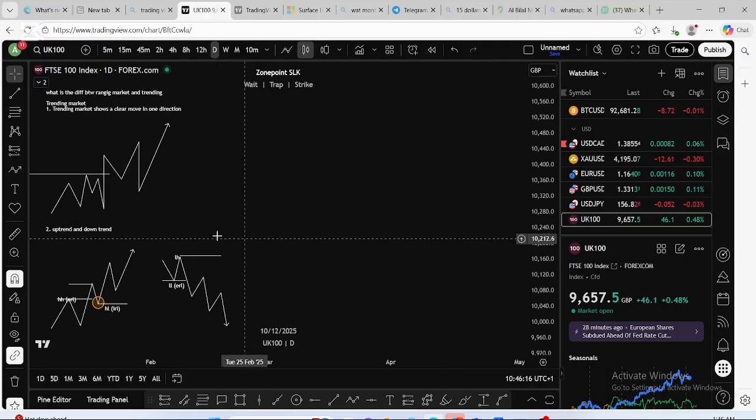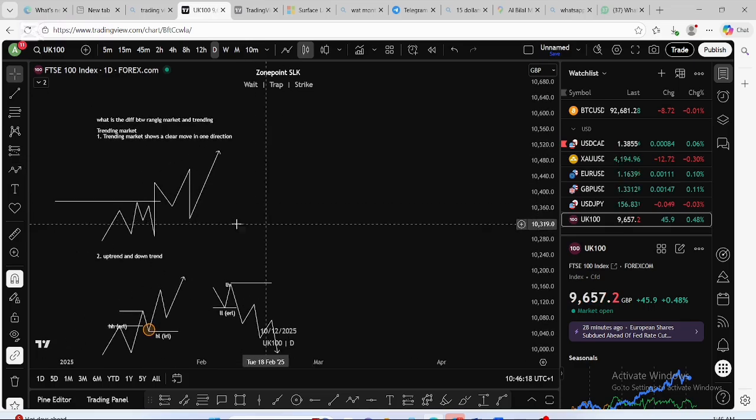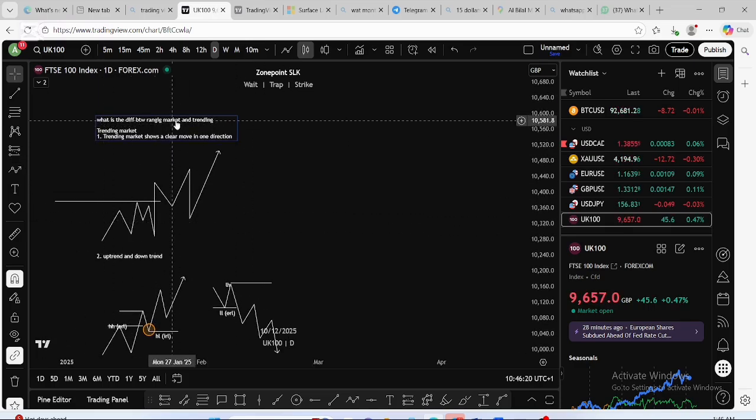So let's go to ranging market. Don't forget this topic here is what is the difference between ranging market and trending market. You want to know why this is called a ranging market, and you want to know why this is called a trending market. If you are just joining, you are welcome.